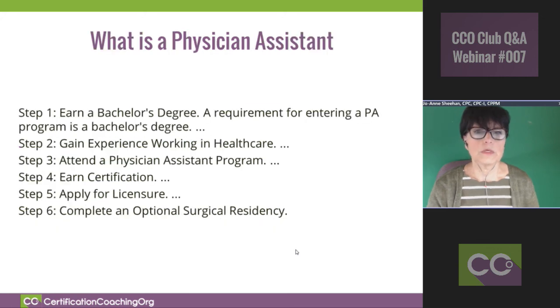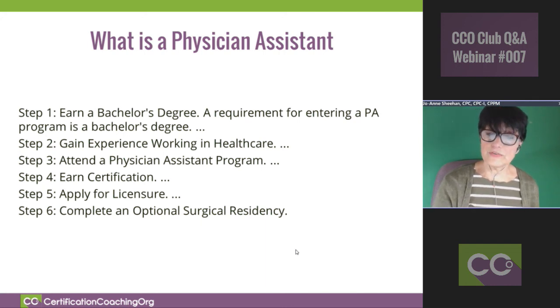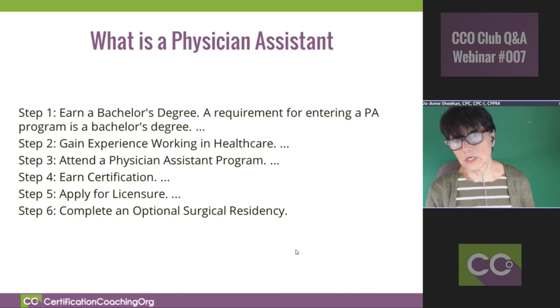All right, so what is a physician assistant? First, he has to earn a bachelor's degree, which is 4 years, and it is a requirement for entering a physician assistant program. Then you gain experience working in healthcare, you attend a physician assistant program, earn a certification, apply for licensure, and complete an optional surgical residency. In addition to this, the physician assistant has to be credentialed and should apply for a national provider identifier number because he has a taxonomy code linked to his NPI, his national provider identifier number.